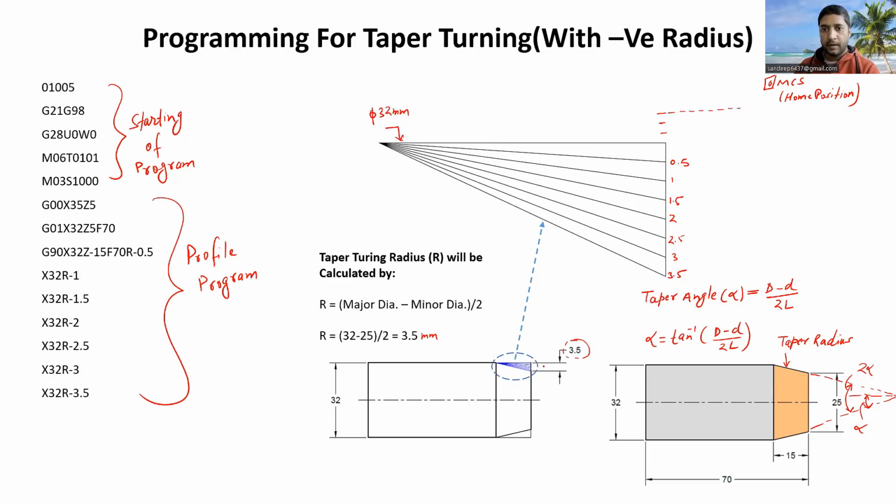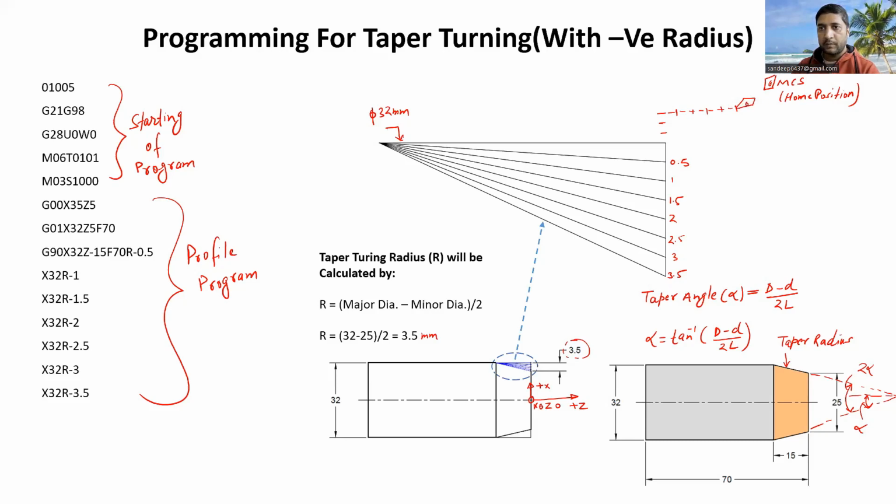Now, in order to locate Z5, we know at this particular point we have X0 and Z0, because this is our workpiece coordinate system. This is our plus Z, and this will be our plus X, if you remember. So at this center, we have X and Z both as 0. So Z5 will be Z1, 2, 3, 4, 5. Let us say this is our Z5 location.